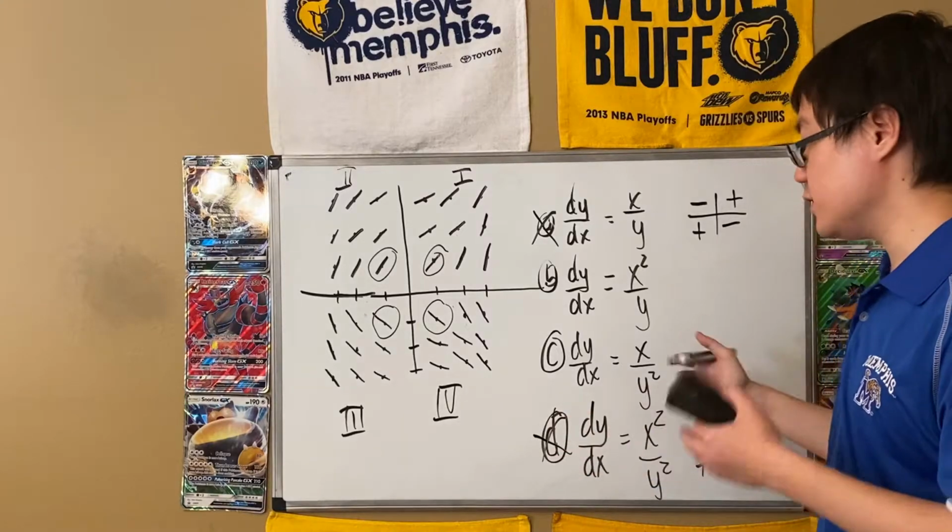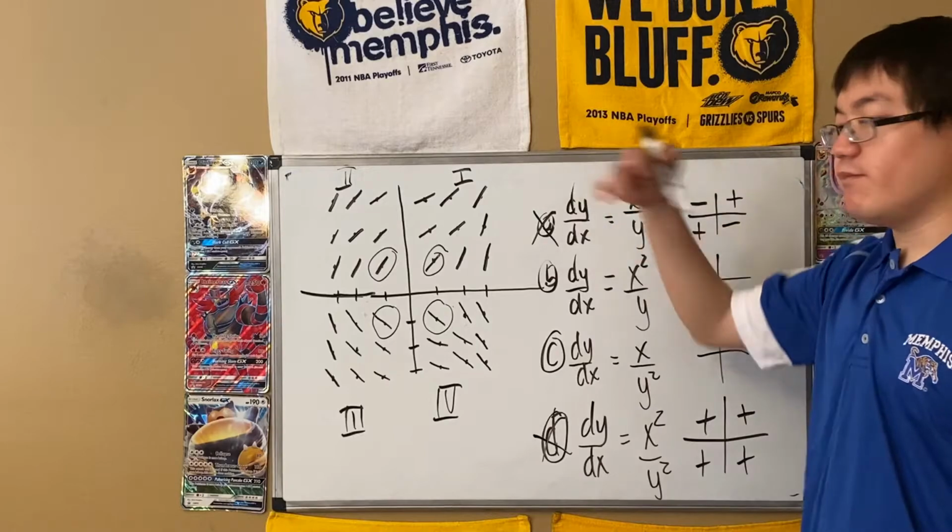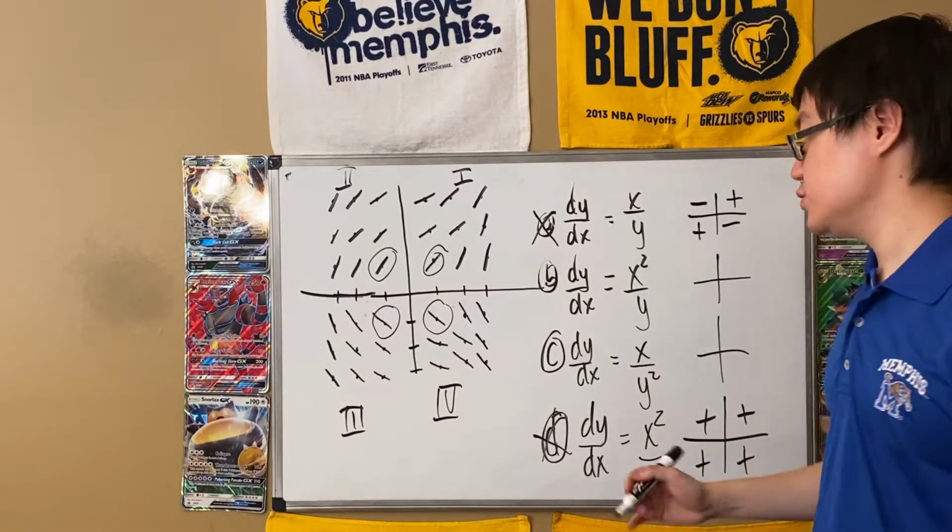So let's quickly follow through with these quadrants for the last two. I'm going to quickly do that. Well, in both of them, when you plug in positive things, of course, you're going to get positive things.